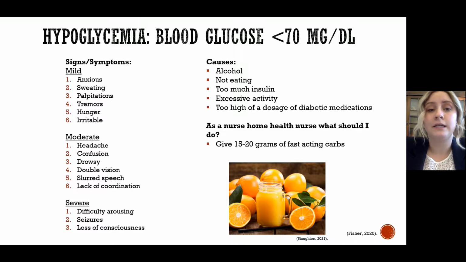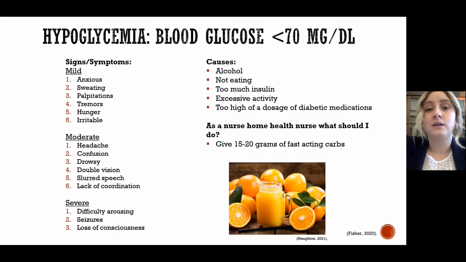So hypoglycemia is essentially blood glucose less than 70 milligrams per deciliter. There are 3 stages of the signs and symptoms: mild, moderate, and severe. Mild symptoms include being anxious, sweating, having palpitations, tremors, hunger, or being irritable. Moderate signs and symptoms of hypoglycemia include headache, confusion, drowsiness, double vision, slurred speech, and a lack of coordination. Severe signs and symptoms of hypoglycemia include difficulty arousing, seizures, and loss of consciousness.